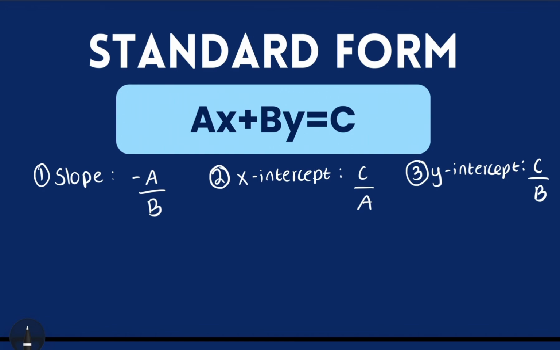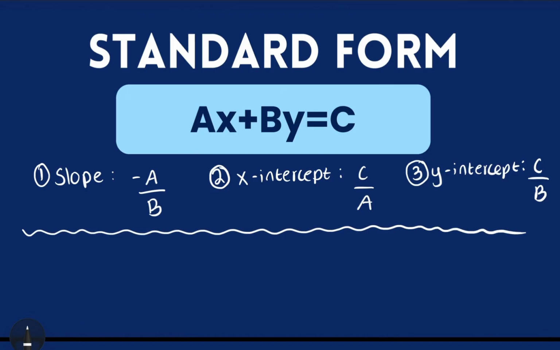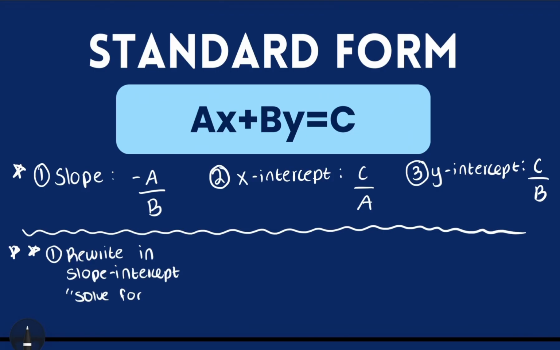Now, if you struggle with memorizing, I'm also going to show you different ways to find the following information without having to memorize specific formulas. If you're good at memorizing, use whatever's on the top. If you're not good at memorizing, use what I'm going to do down here, okay? To find my slope, I'm going to rewrite the equation in slope-intercept form. In other words, I'm going to solve for y.